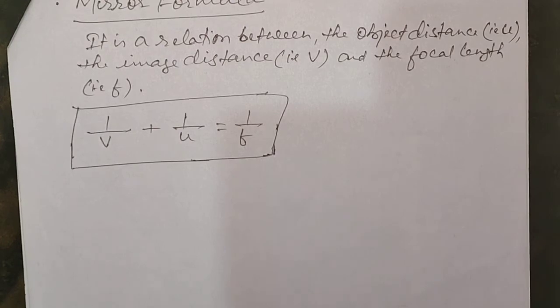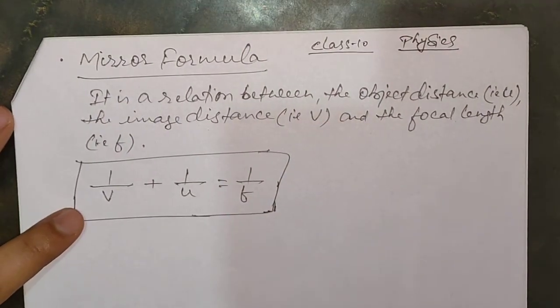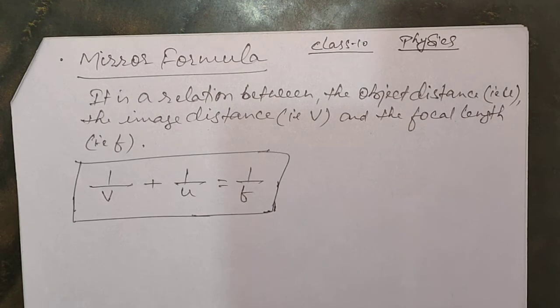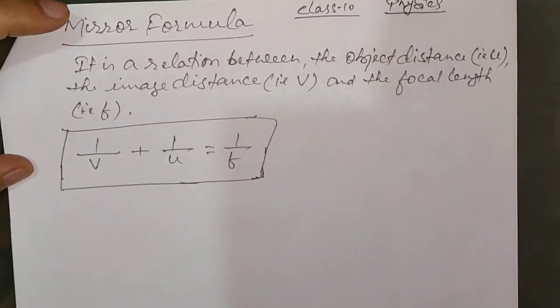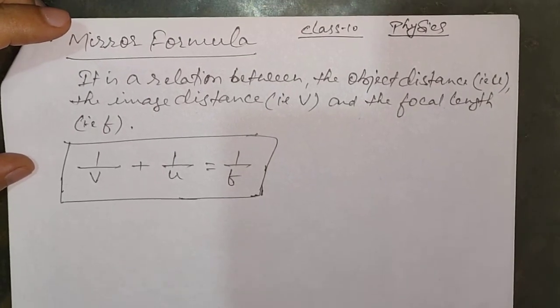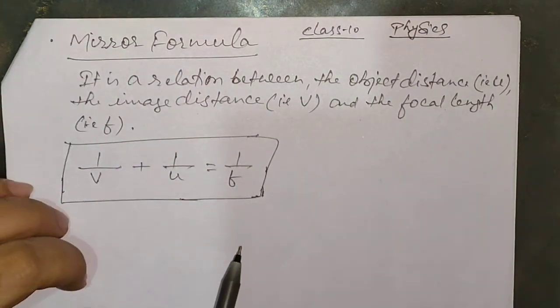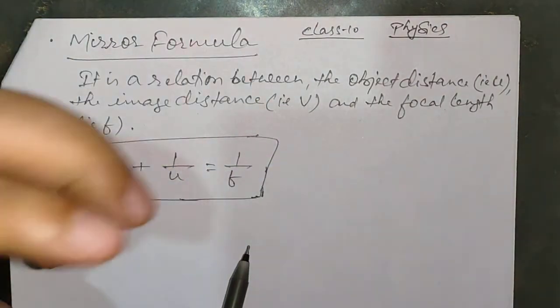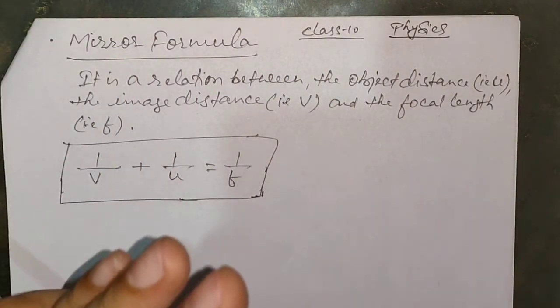Today I have come up with one of the topics of class 10th physics, that is the mirror formula. We can call it mirror equations too. Today we are going to derive the mirror equation, or mirror formula, in the case of convex mirror. Point to be noted here: in the case of convex mirror.